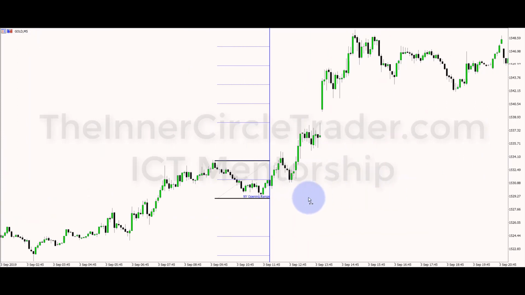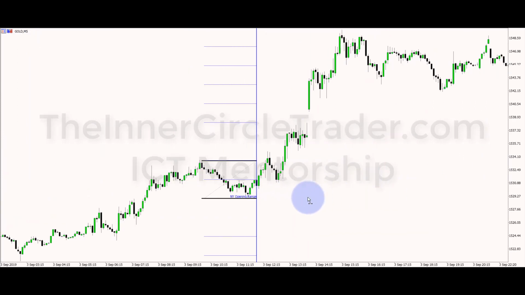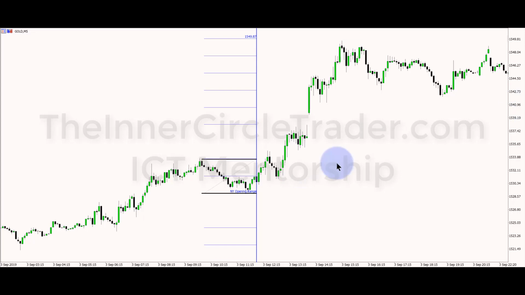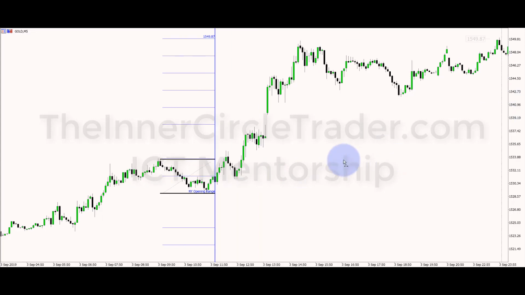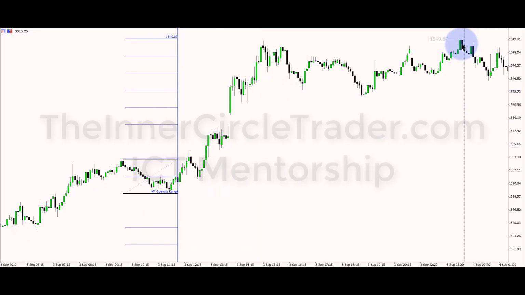On the 3rd of September, we have the opening range concept again. Projected high was 1549.87, and the actual high before we changed into a new day was 1550. So again, really close.